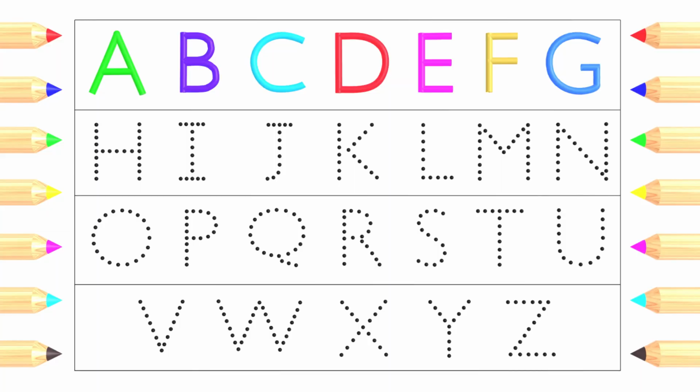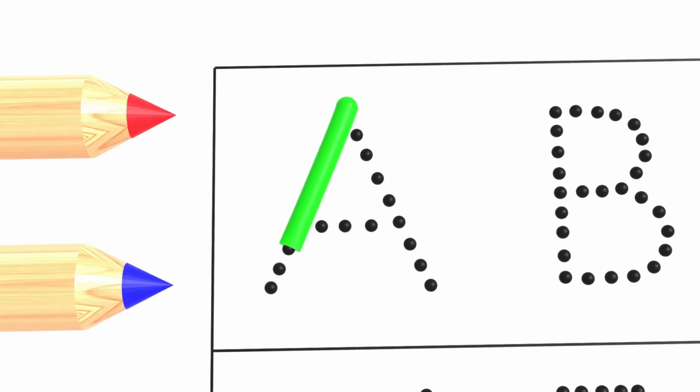Today, we are going to learn how to write the uppercase English alphabet from A to Z. Let's begin. A. This is uppercase A.